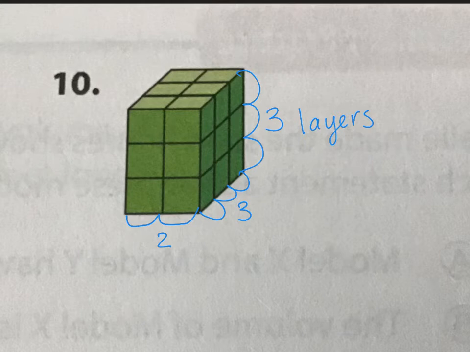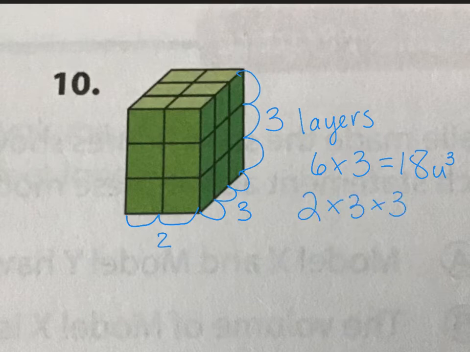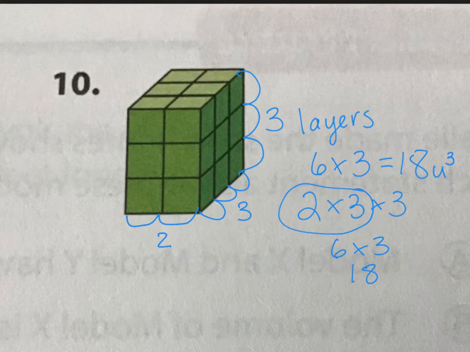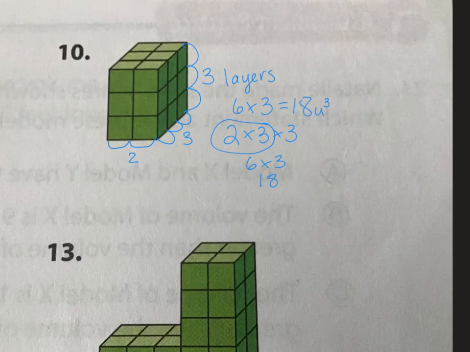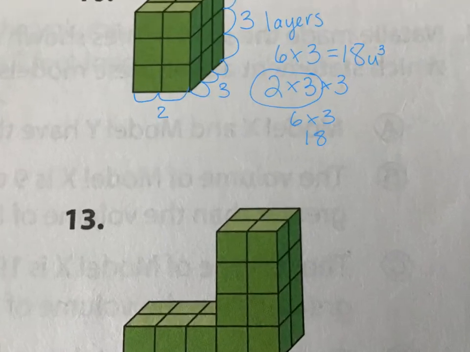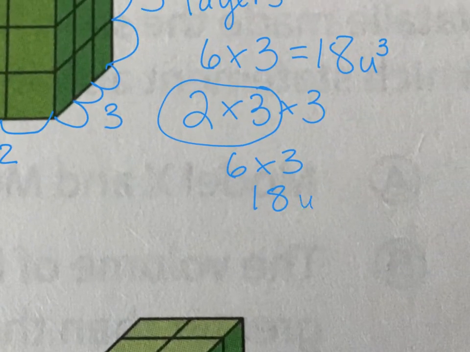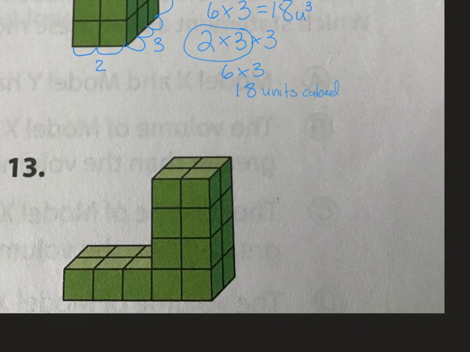Okay, so in 1 layer I have 6. How many do I have in 3 layers? So it's going to be 6 times 3 is 18. Remember, 18 units cubed. The other way I can think about it is just doing 2 times 3 times 3. I work on what I'm doing first. 2 times 3 is 6. 6 times 3 is 18. And remember, let's make sure we're putting 18 units cubed. Okay, let me go to the next one.